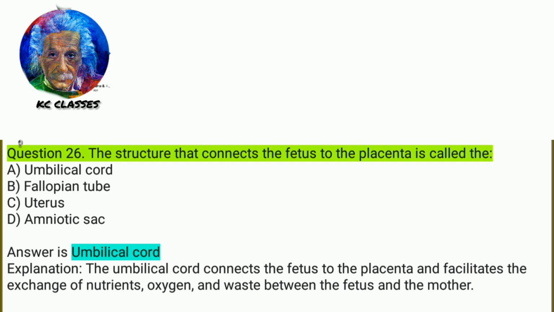Question 26: The structure that connects the fetus to the placenta is called the A. Umbilical cord. B. Fallopian tube. C. Uterus. D. Amniotic sac. Answer is umbilical cord. Explanation: the umbilical cord connects the fetus to the placenta and facilitates the exchange of nutrients, oxygen, and waste between the fetus and the mother.